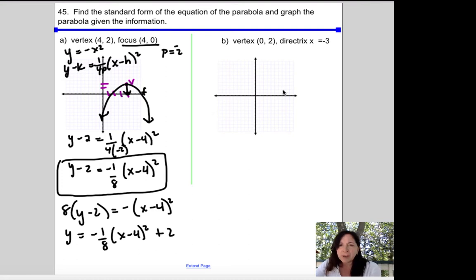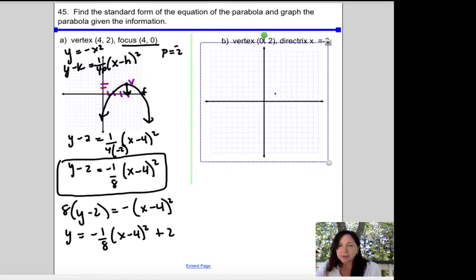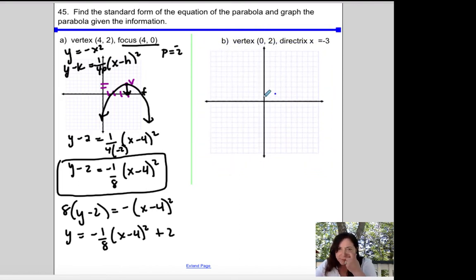For this problem, this says given the vertex and the directrix. Okay, so in doing that, my vertex is 0, 2, so that's going to be right here. My directrix is x equals negative 3. So that's a line that goes through the x-axis at negative 3. So that looks like this, okay? And this is negative 3. So that means my p distance, from my directrix to my vertex, is actually 3.